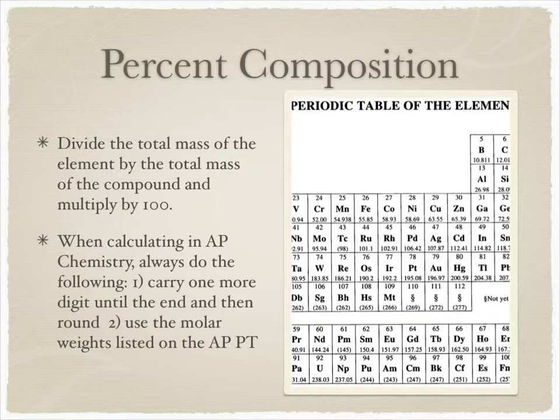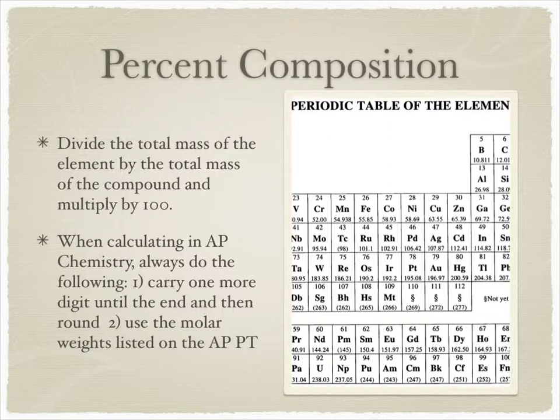Next we have percent composition. Now this is used when you want to discuss what is the exact amount of carbon, say, in carbon dioxide or something along those lines. So the procedure for doing that is to divide the total mass of the element by the total mass of the compound and multiply by 100 if you're given masses. If you're not given masses, then you would use the molar masses from the periodic table, a portion of which you see displayed here.